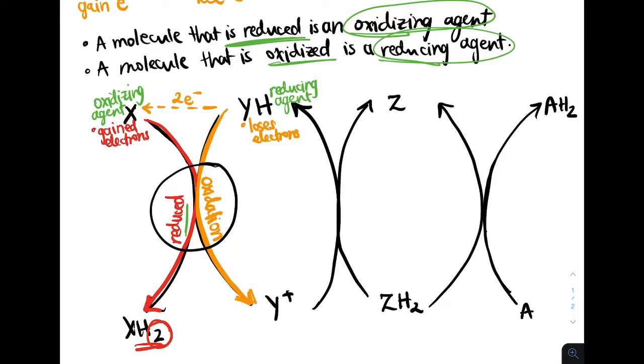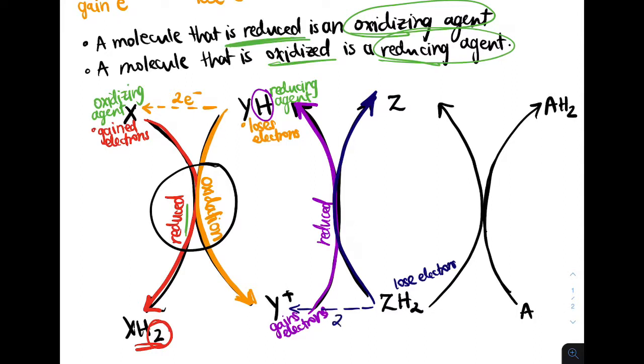Let's now do the same here. When Y+ becomes YH, it has gained 2 electrons, so it is reduced. Remember that reduction is gaining electrons. But where did these electrons come from? Well, in order for ZH2 to become Z, it must lose 2 electrons. So ZH2 gives its 2 electrons to Y+, so that Y+ is reduced to YH, and ZH2 is oxidized to Z.